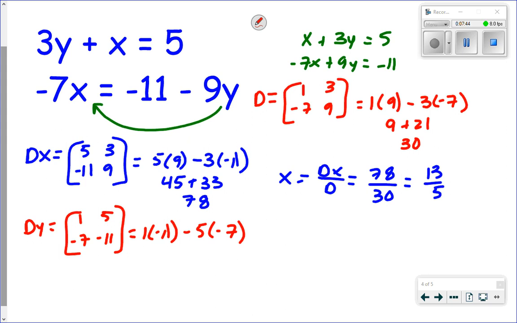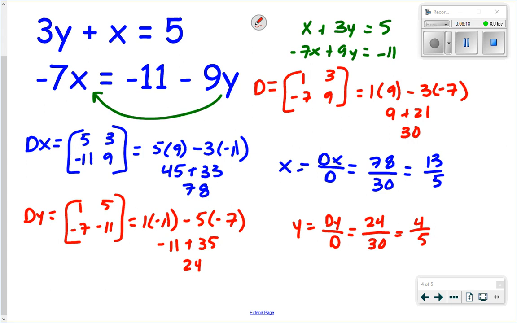1 times negative 11 is negative 11. Negative 5 times negative 7 is 35. Negative 11 plus 35 is 24. All right, now we need to find y. That's going to be dy over d. dy was 24 and d was 30. Now I need to reduce. Those are both divisible by 6. 24 divided by 6 is 4. And 30 divided by 6 is 5.